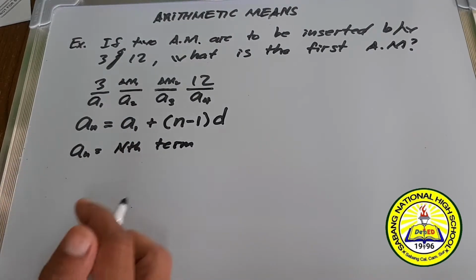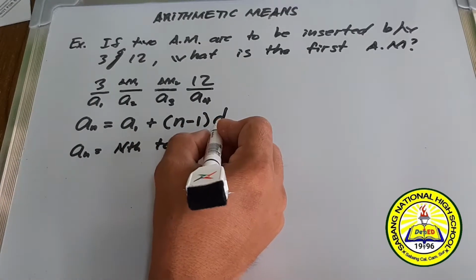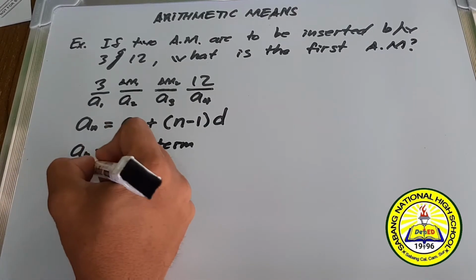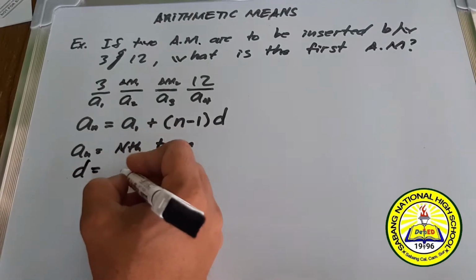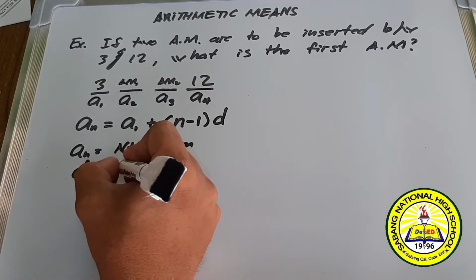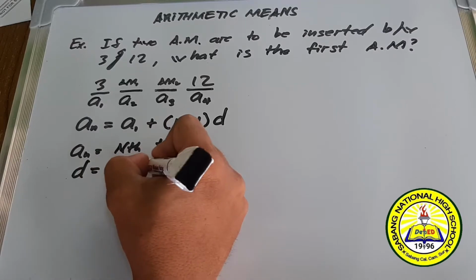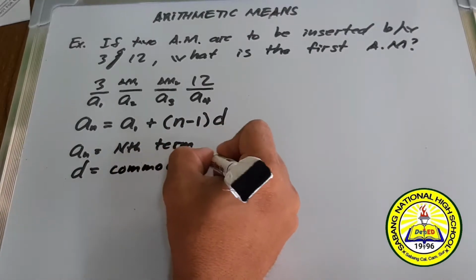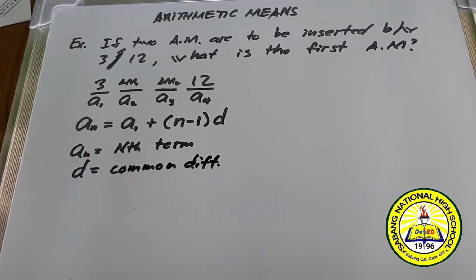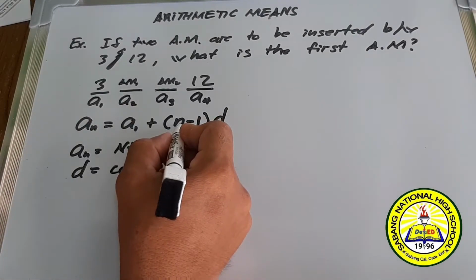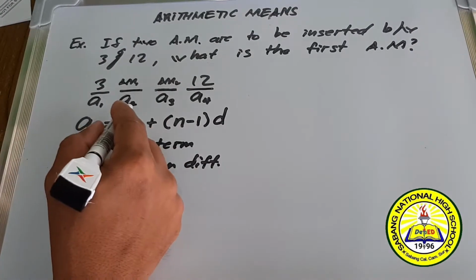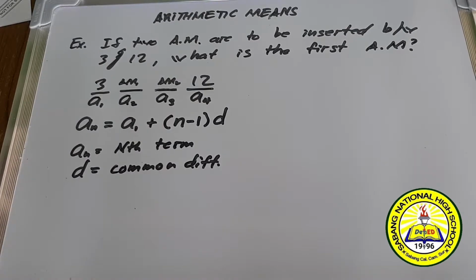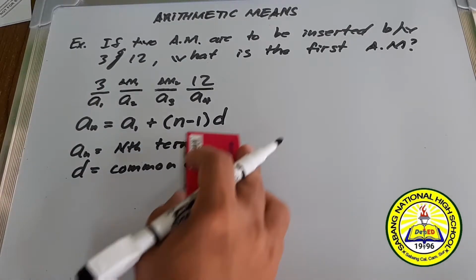Before we proceed with A sub 2, we are going to discuss what d is. Perhaps this has already been discussed in the previous topic. d is the common difference for an arithmetic sequence. n stands for the number of the term. In this case, in our problem, our n is 2. So let us proceed.